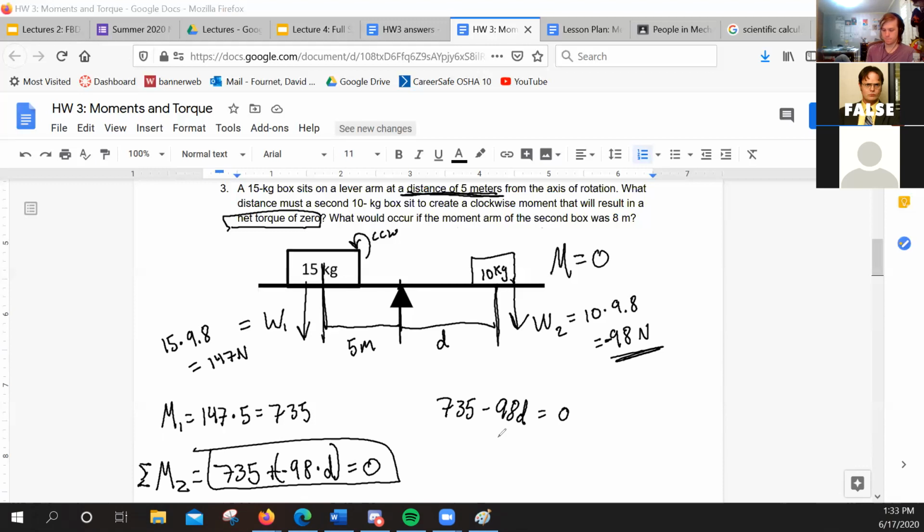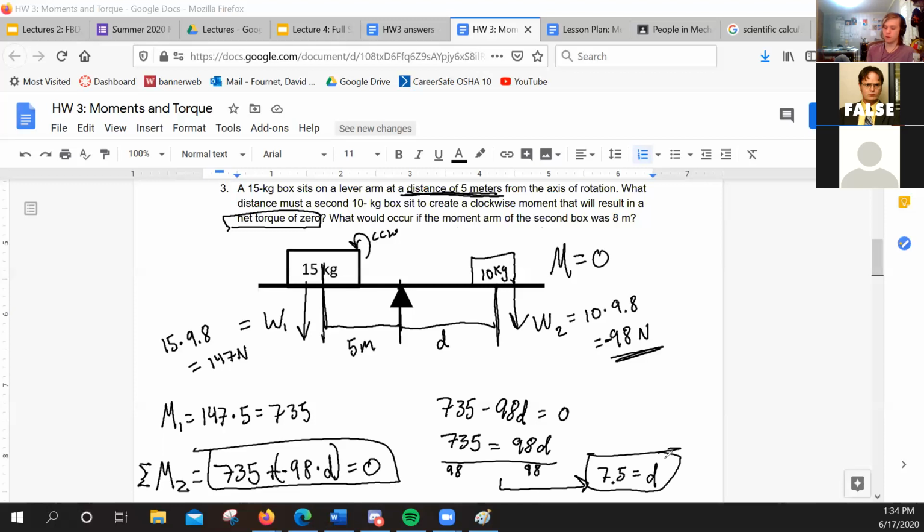Add d on both sides. So we add this term to both sides, and have 735 equals 98d. What would we do after that? Divide by 98 on both sides. Yep. Running out of space here, but we divide by 98 on both sides. Let's find out what that is. That leaves us with 7.5 equals d.